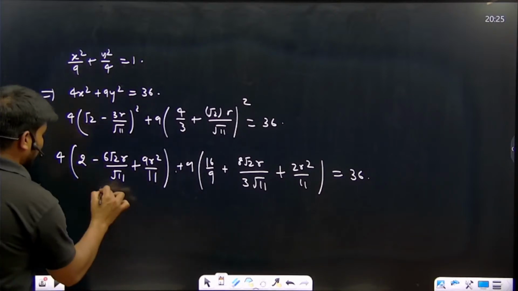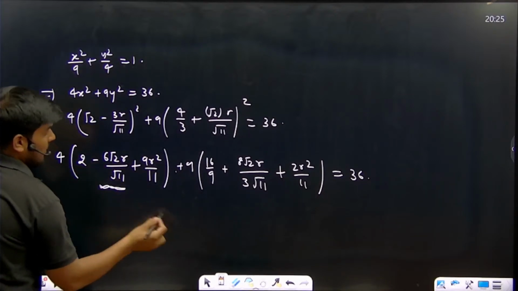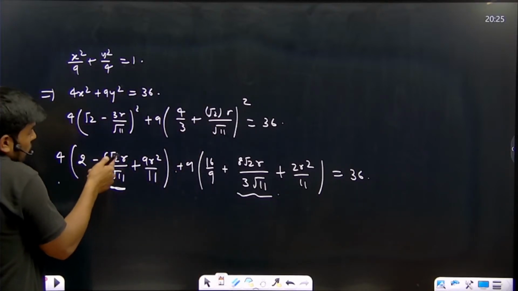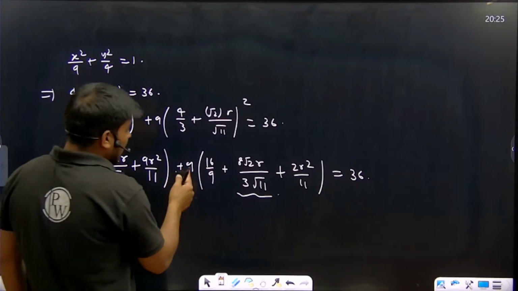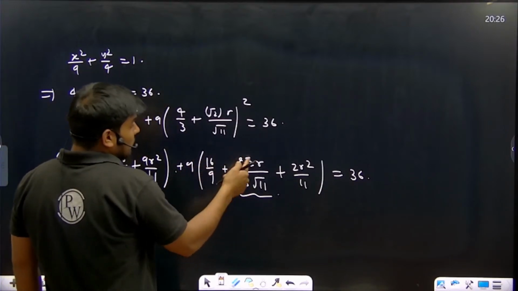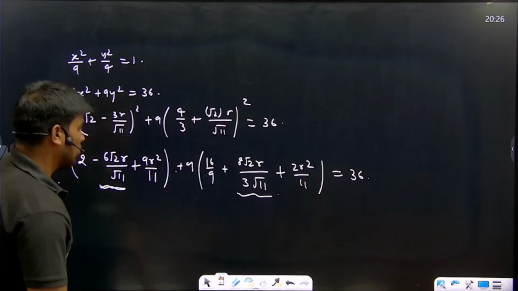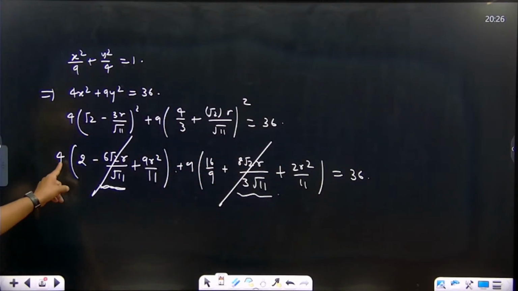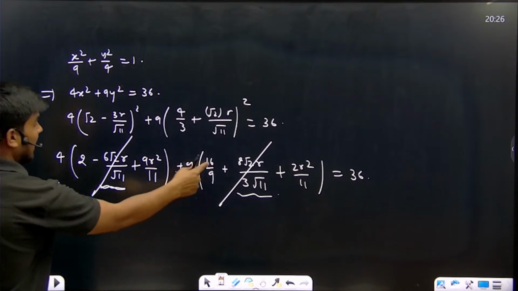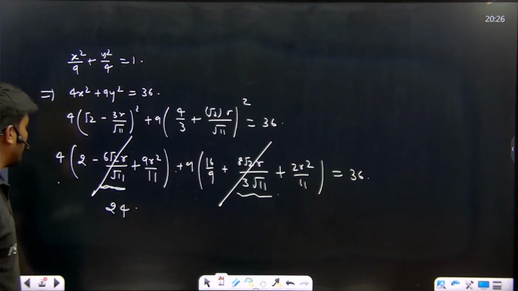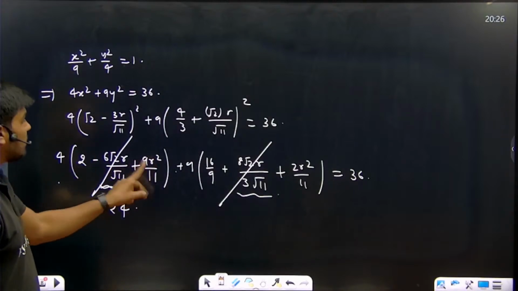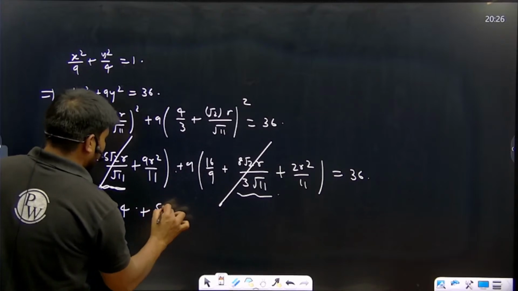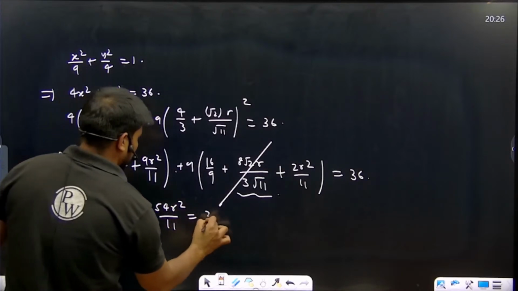Now we can see that the 2ab term in both these expansions is 24 into root 2 r by root 11, and here again plus 24 into root 2 r by root 11. So we can cancel these terms. Now 4 into 2 is 8, or 8 plus 6 is 24, and 36 r square by 11 and 18 r square by 11 is equal to 54 r square by 11, that is equal to 36.